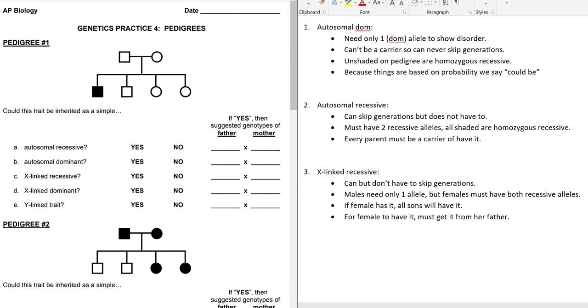Hey everyone, I hope you've had a chance to watch the video regarding the notes on solving pedigrees. So I've taken those notes and put them here in point form on the right hand side.